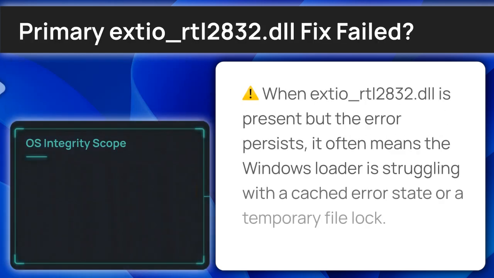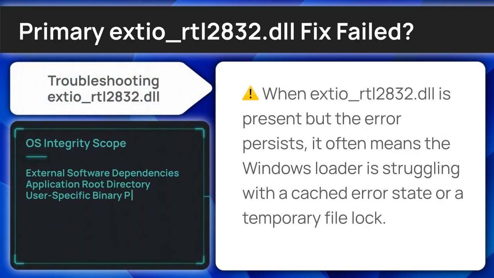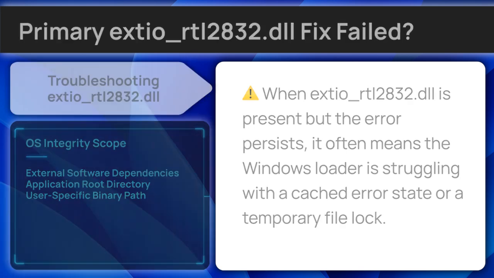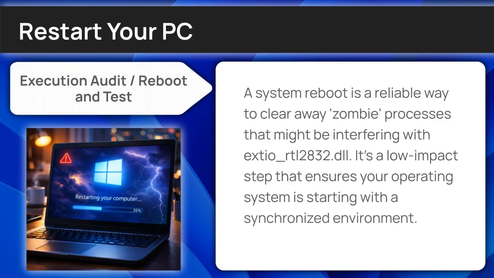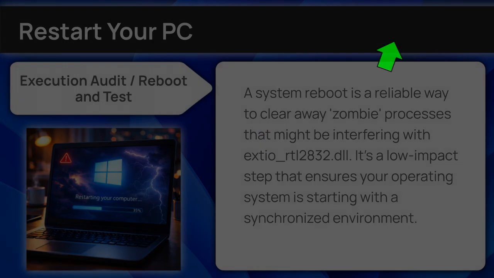Should the file remain missing after a reinstall, we need to ensure that the operating system is forced to re-index its shared library paths. Performing a restart can determine if the error is just a transient environment glitch. A reboot refreshes your system's path variables and can sometimes re-establish a broken link to the XIO RTL2832 file.